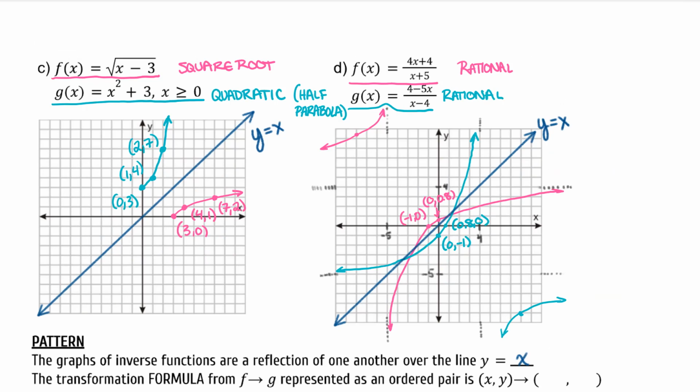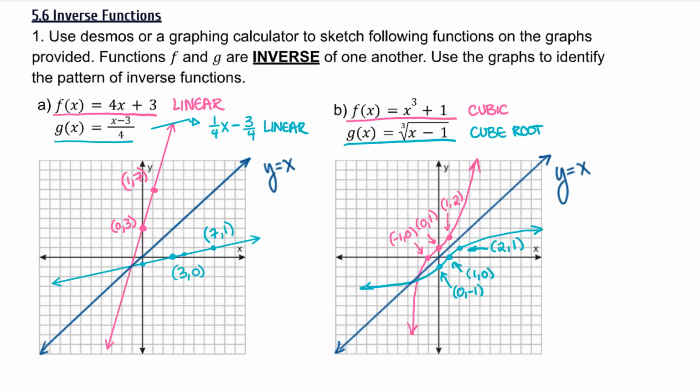The transformation formula from f to g, represented as an ordered pair, is (x, y) becomes (y, x). Each ordered pair on f of x can be found as a mirrored ordered pair on the inverse of f. For number 1, (0, 3) and (1, 7) are points on f. (3, 0) and (7, 1) are points on the inverse of f.